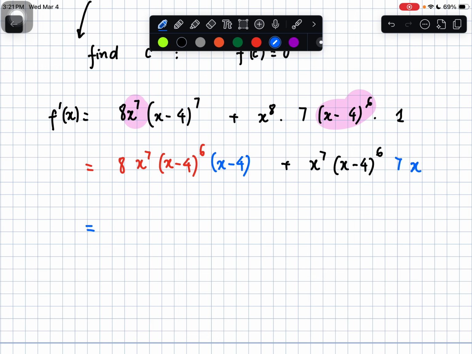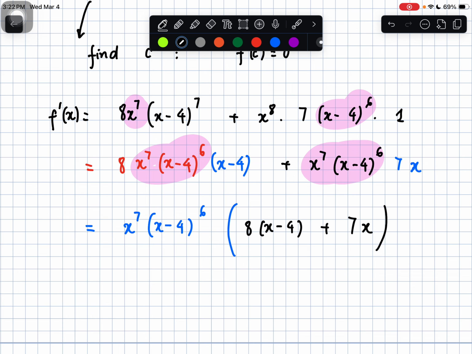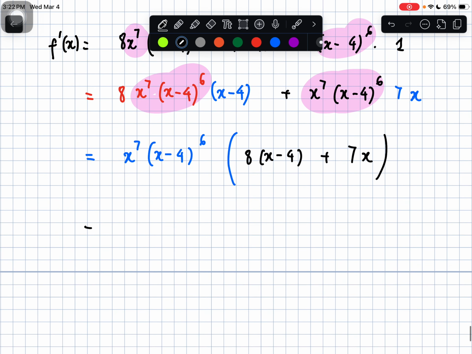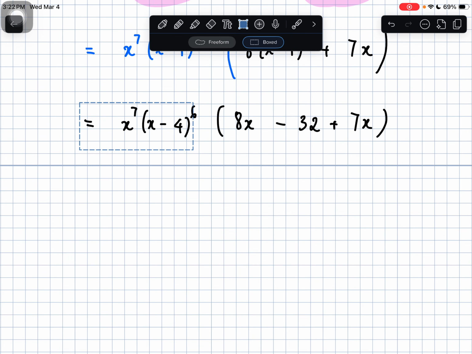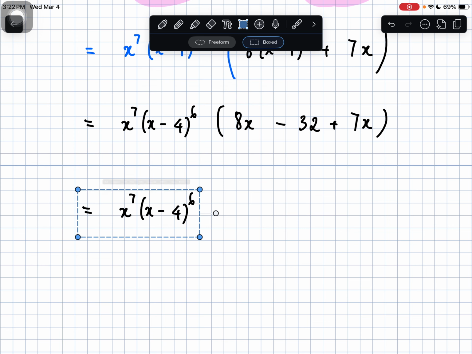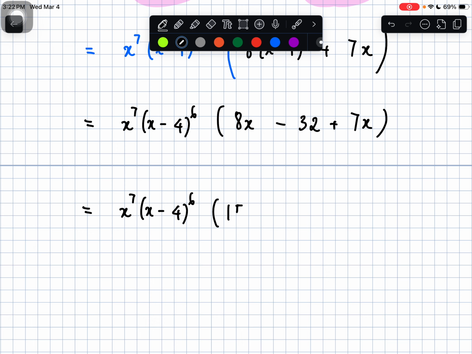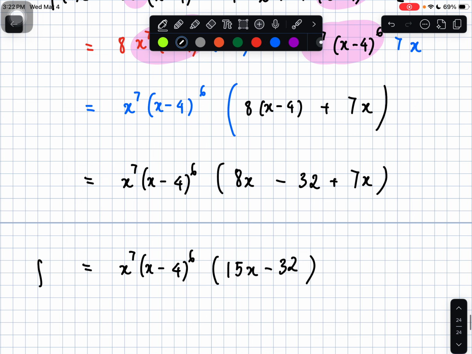So let's group that. x^7 (x minus 4)^6 times the bracket 8 times (x minus 4) plus 7x. That gives x^7 (x minus 4)^6 times (8x minus 32 plus 7x), so we have 15x minus 32. Now this is f prime of x.